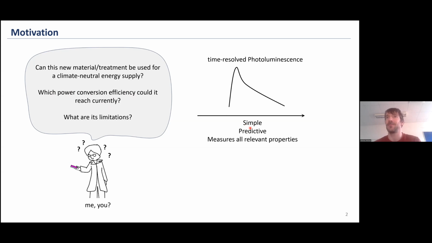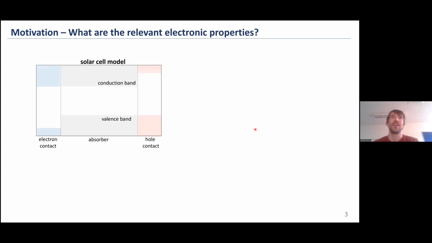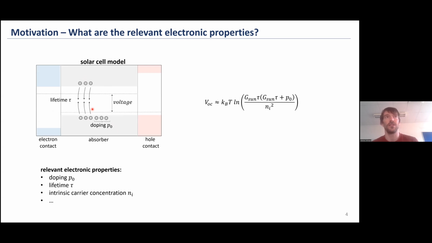So it can be very simple, predictive, and basically measure all the relevant properties. However, before we come to this, we should clarify what the relevant properties for photovoltaic applications actually are. I show you here a sketch of a solar cell with an electron contact, a hole contact, and the absorber material in the middle with the conduction and valence band. If you shine light on this, you photogenerate electrons and holes. And what a solar cell should do in the first place is give you a voltage. The voltage is given by the splitting of the quasi-Fermi levels, and this can be calculated with this equation.